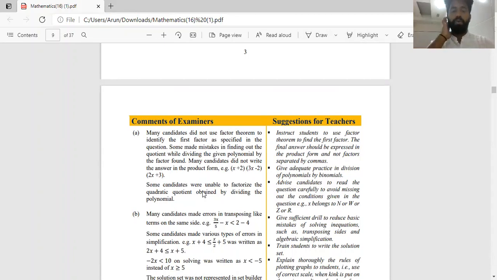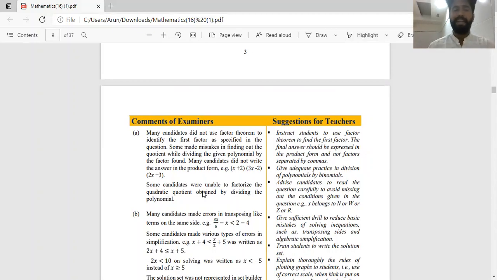All right. So you have to use the trial and error method. You have to try for x plus 1, x plus 2, and other various possible factors, and you have to see in which factor you are getting the remainder as 0.